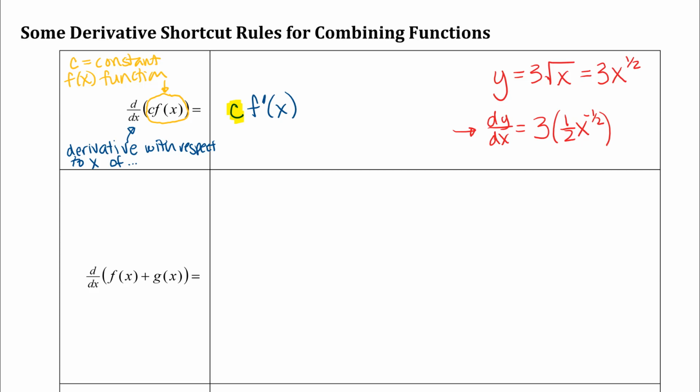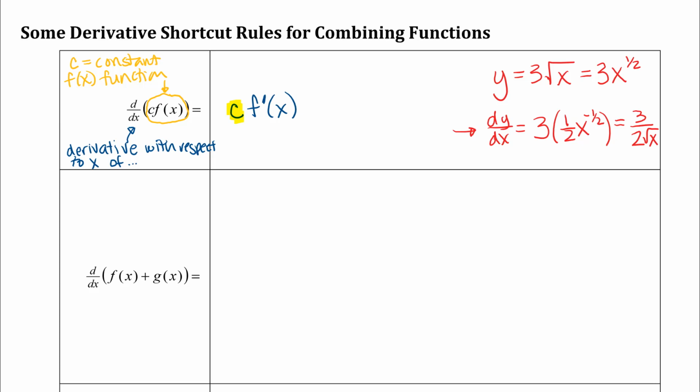All right, so there's my derivative, and of course if I want to simplify that, I can go ahead and multiply the coefficients out front. 3 times 1/2 would be 3/2, and then x to the negative 1/2, I could rewrite as square root of x in the denominator. So those are equivalent expressions that I have written there, 3 times 1/2 x to the negative 1/2, or 3 over 2 square root of x. All right, so we'll look at some more examples later of combining these rules and putting them all together.